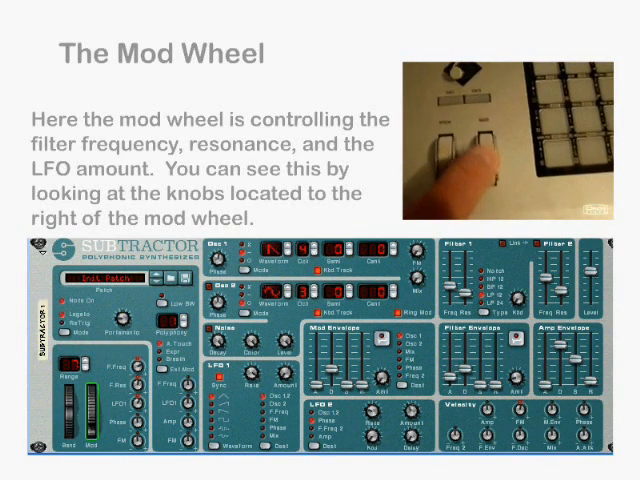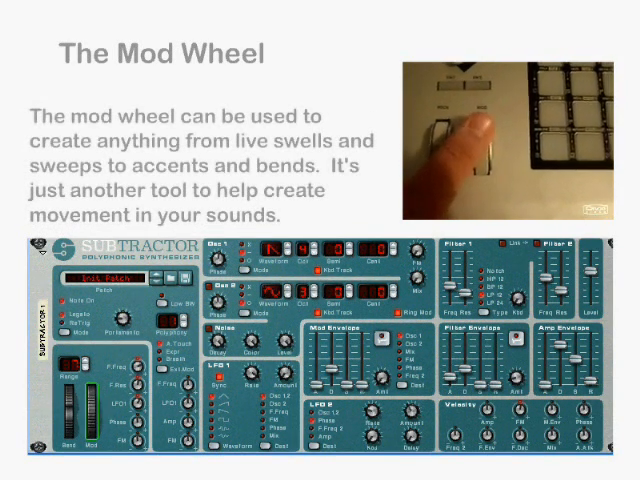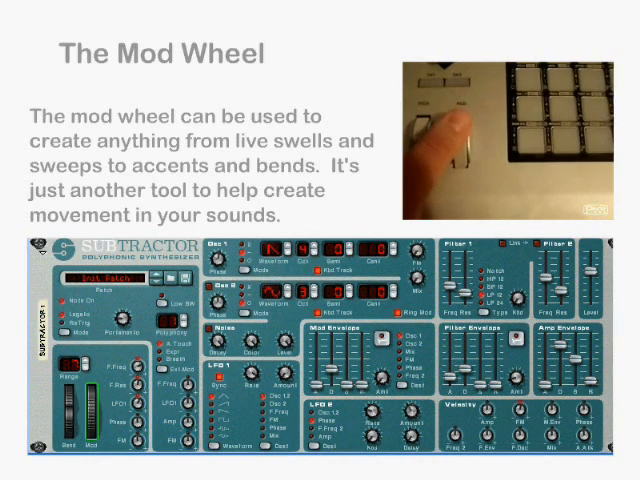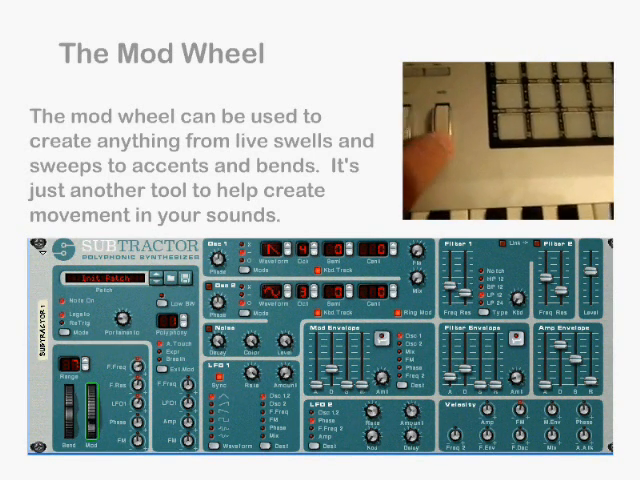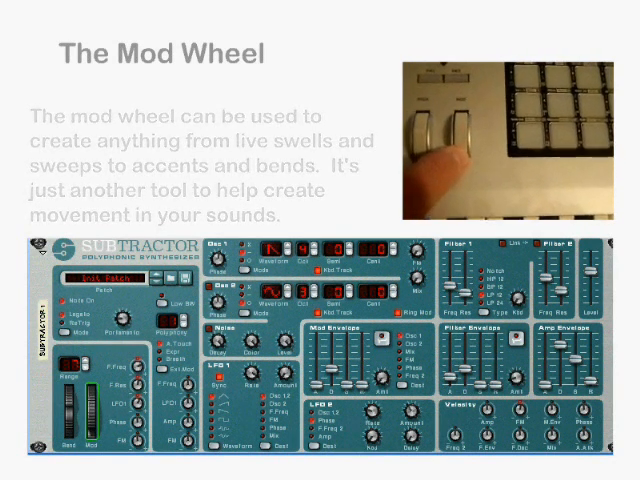The mod wheel basically allows you easy access to certain parameters. The knobs to the right of the mod wheel show exactly what it's doing. Here I'm using it to adjust the frequency, the resonance and the LFO.